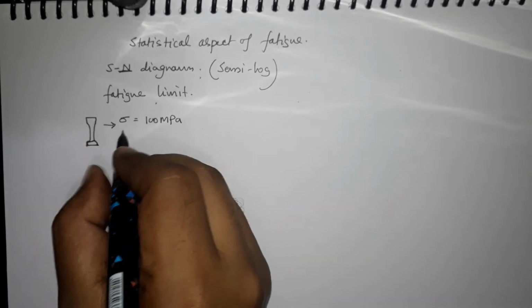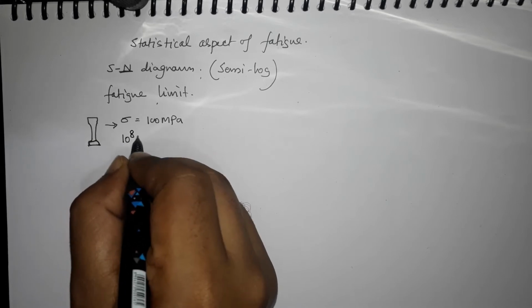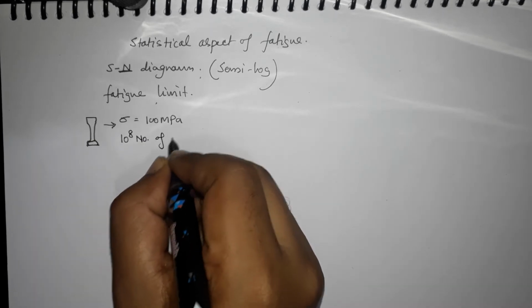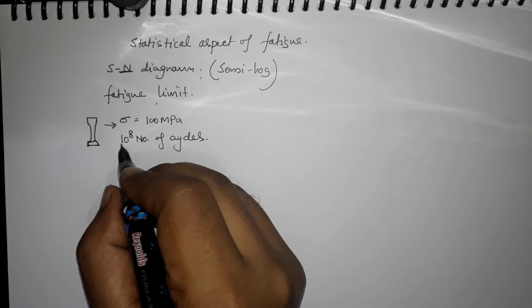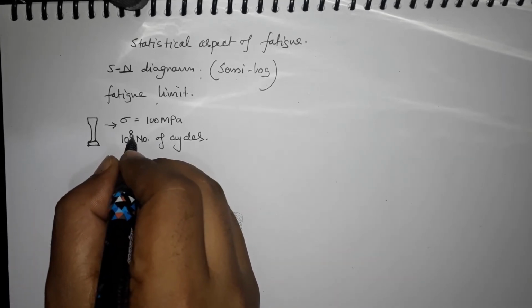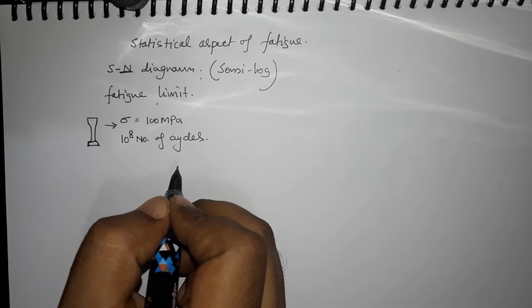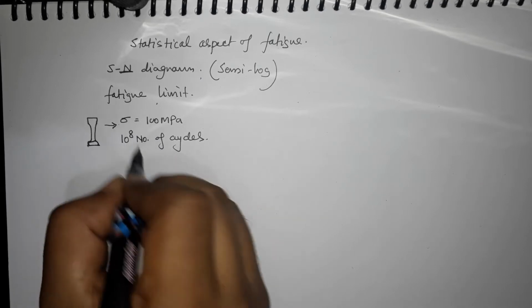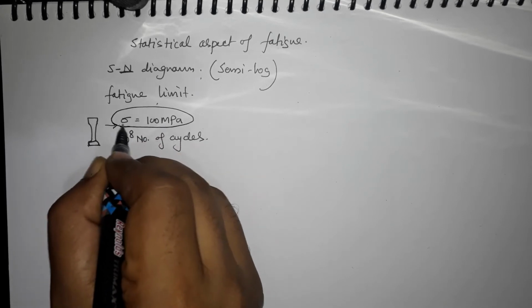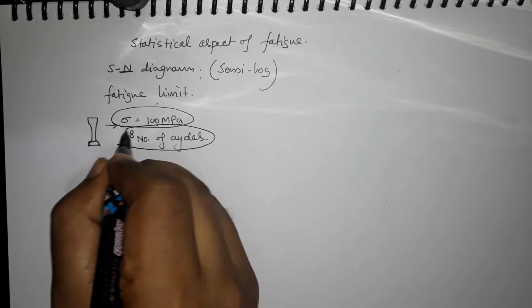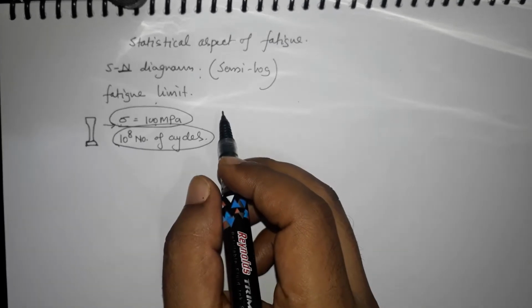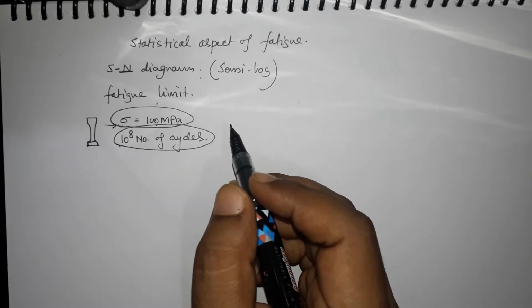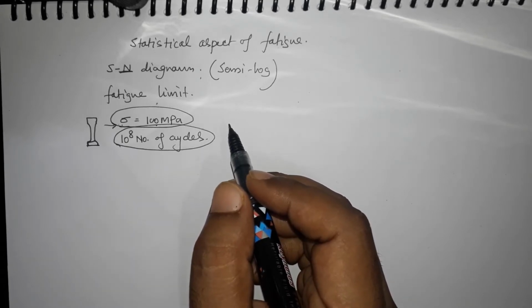So you ran it for 10 to the power 8 number of cycles, let us say, and it failed exactly at 10 to the power 8 cycles. Does that mean that this is your fatigue limit? Does it mean that sigma is equal to this, and at this number of cycles you have reached the fatigue limit? No, it doesn't mean that, because if it was the fatigue limit, then it wouldn't have failed, right? So what can you do now?